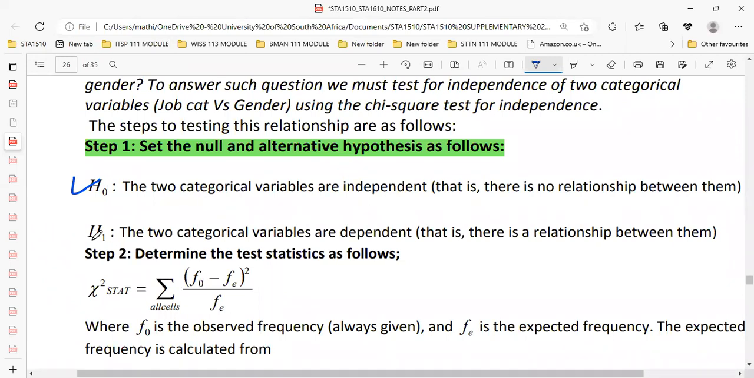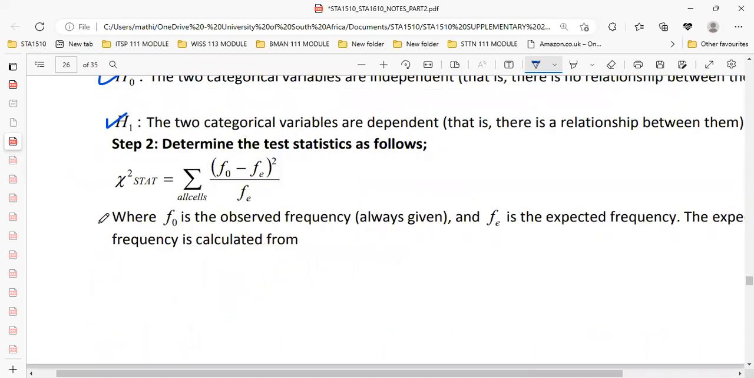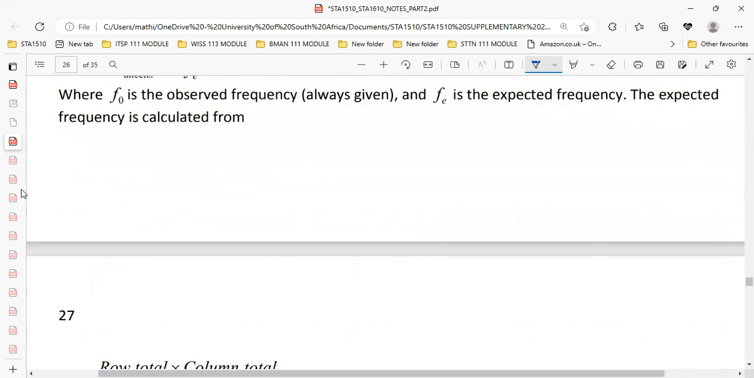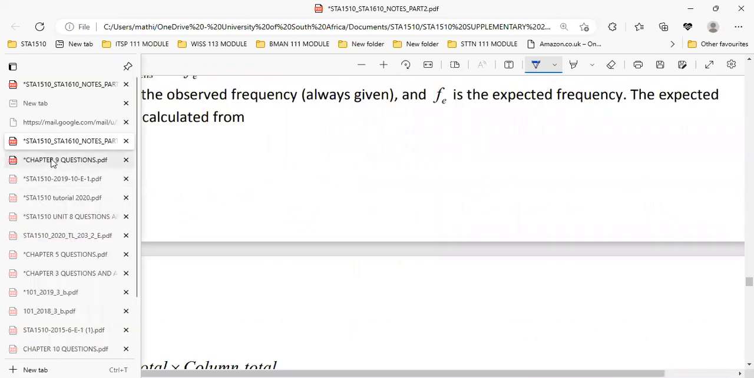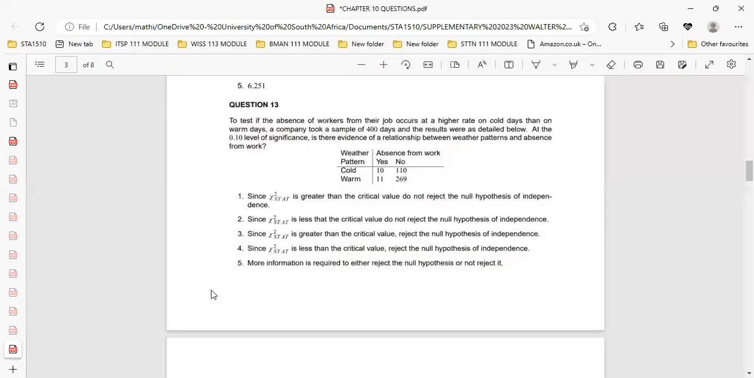Alternative hypothesis: the two categorical variables are dependent. It means that there is a relationship between them. Let's look at one question. I want to show you something. Let's look at chapter 9, chapter 10. Now remember that the null hypothesis deals with independent variables, meaning there is no relationship between two variables. The alternative hypothesis deals with dependent variables, meaning there is a relationship between two variables.